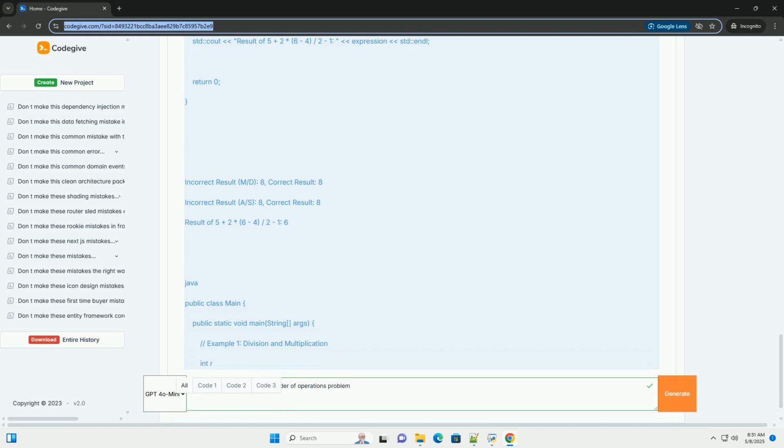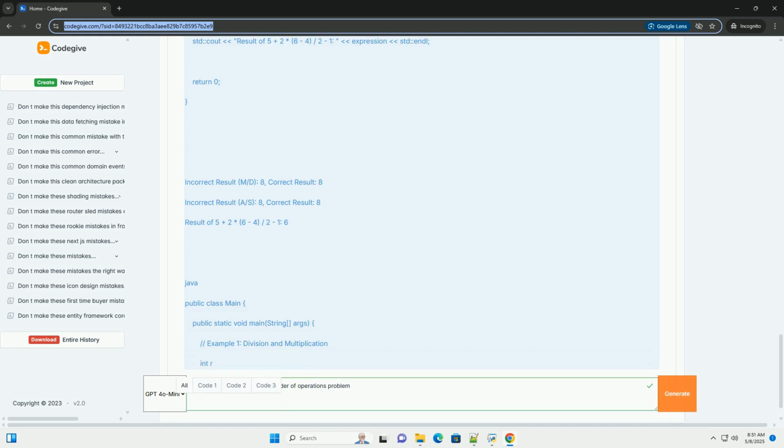In most programming languages, division (slash) and multiplication (asterisk) have higher precedence than addition (plus). Therefore, the expression is evaluated as: 1. B / 2, so 10 / 2 equals 5. 2. 5 * C. 3. A + 10, so 5 + 10 equals 15.